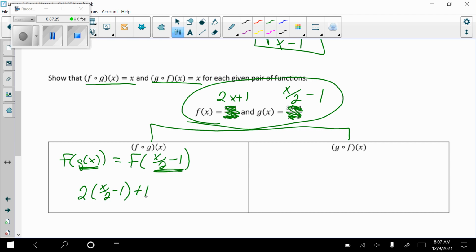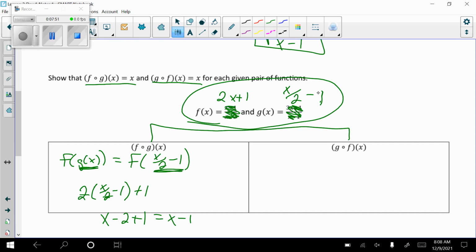I'm going to distribute the 2. When I distribute the 2 here, these 2's cancel out. So I get x minus 2 plus 1. So I end up with x minus 1. If they were inverses of each other, it should equal x. So I know that these two are not inverses of each other.